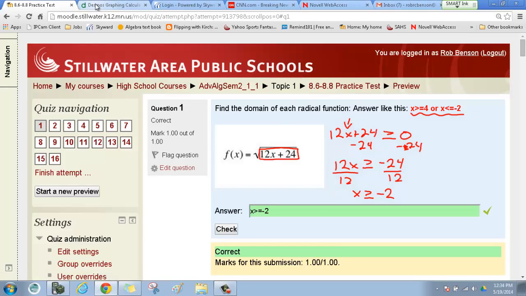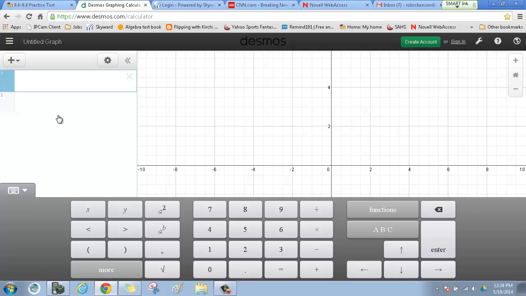You can also do this problem by graphing it. I'll show you how. You start by putting in the function y equals square root of 12x plus 24.